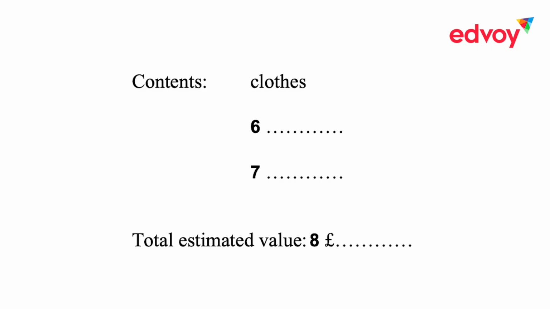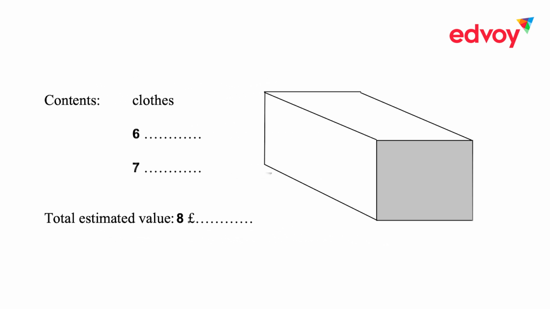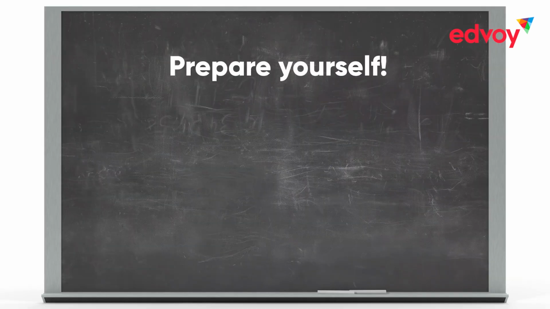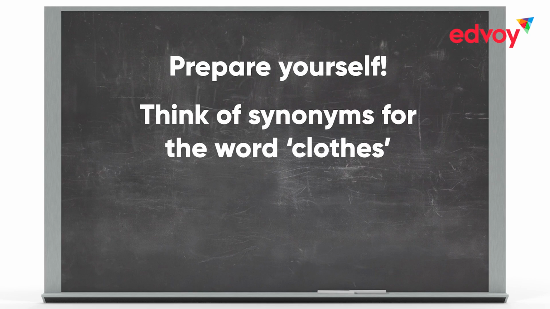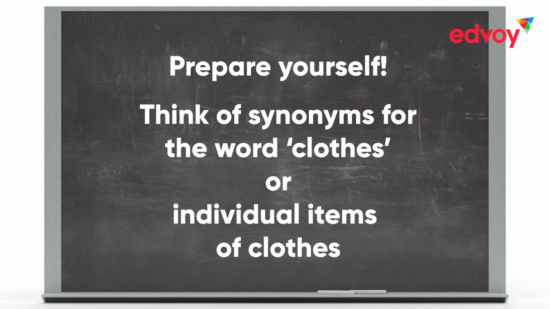For questions 6 and 7 in this section, your clue is the word contents. There's another clue here with the word clothes. So now you know that clothes and 2 other items will be in this container. Now this may make it harder to predict, as anything could be in there. So for these answers, prepare yourself by thinking of synonyms of the word clothes or individual items of clothes that may come up. As soon as you hear the word clothes or items of clothes, you can probably predict that your answers will be coming up.